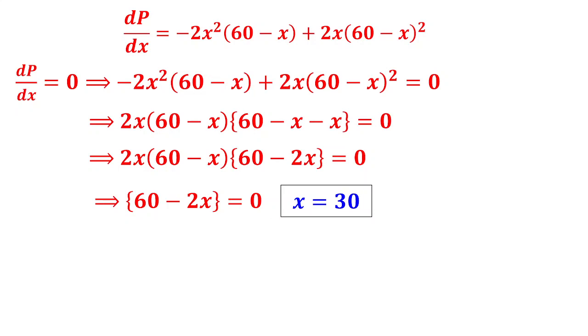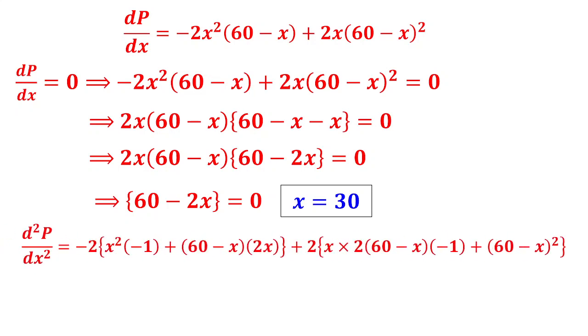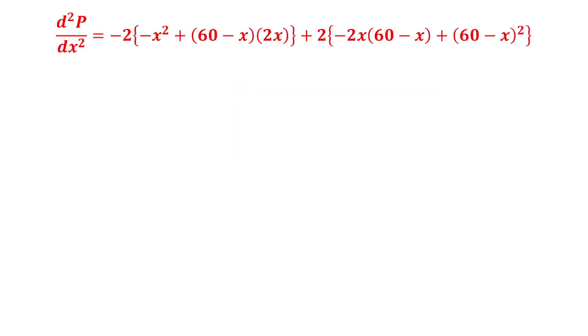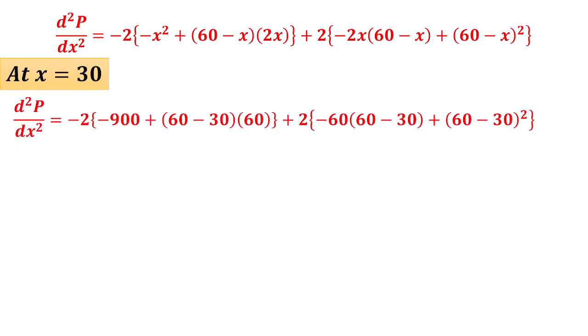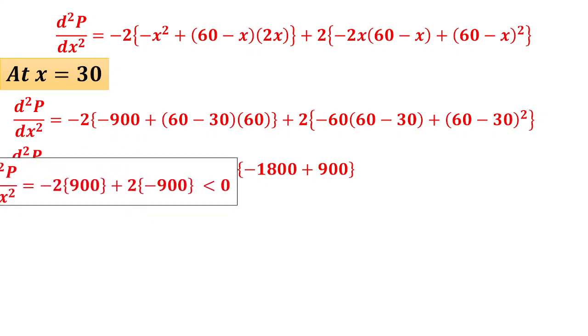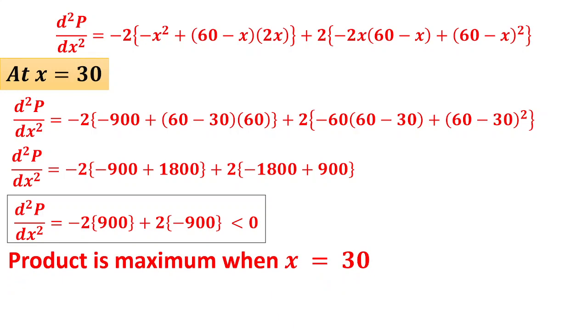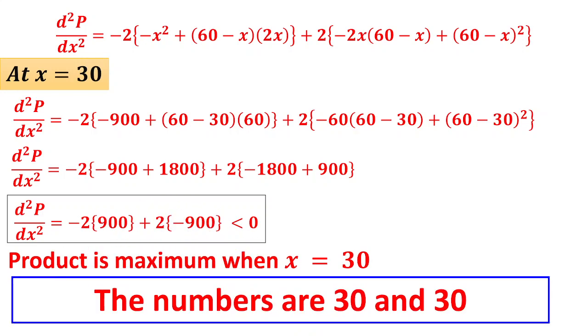Out of these three brackets, x cannot be 0 and 60 minus x cannot be 0. Therefore, x is 30. Now I am finding the second derivative. Once again, keeping the first, differentiating the second like that. And at x is equal to 30, by putting the value, I am getting negative. No need to evaluate it totally. By simply seeing it, both the terms are negative, therefore less than 0. Therefore, product is maximum and x is equal to 30. Therefore, numbers are 30 and 30.